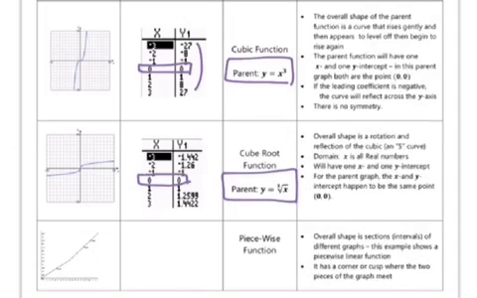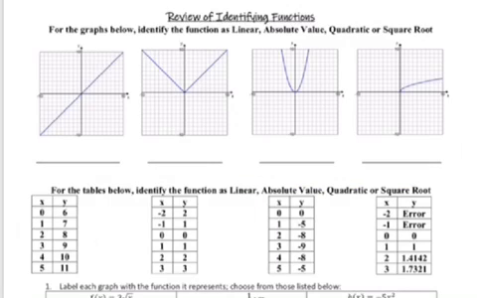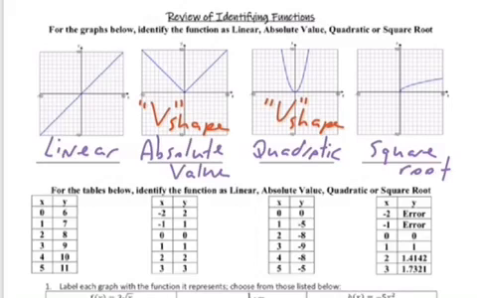On the next page, on the top, they want you to identify the graphs as linear, absolute value, quadratic, or square root. Pause the video now and fill in the names of each function. The first graph would be linear. The second graph is a V-shape, which means it is an absolute value. The third graph is a U-shape, making it a quadratic. And the last one would be the square root graph.